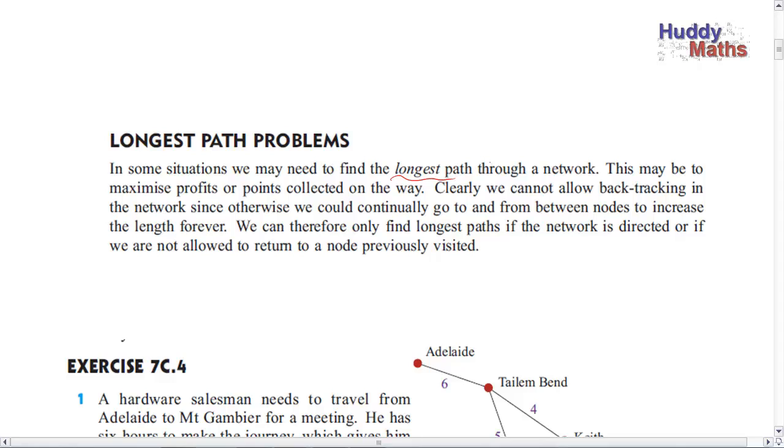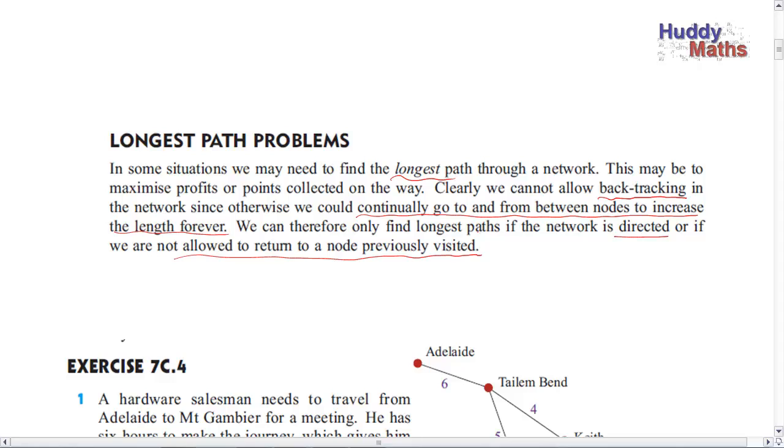In other words, if we go to all the towns and try to sell some stuff, then we're going to make more money. But we don't want to go backtracking, because if you kept going backwards and forwards, the longest path would be infinite. We could go backwards and forwards continually between nodes, and that would increase the length forever. We don't want that. We can therefore only find longest paths if the network is directed, or if we're not allowed to return to a node previously visited. So it's finite. Otherwise, you could just go round the circuit.